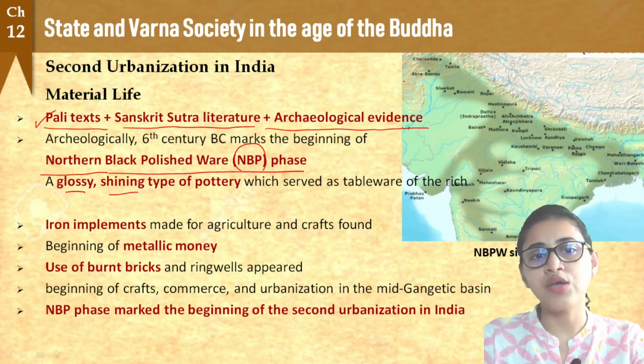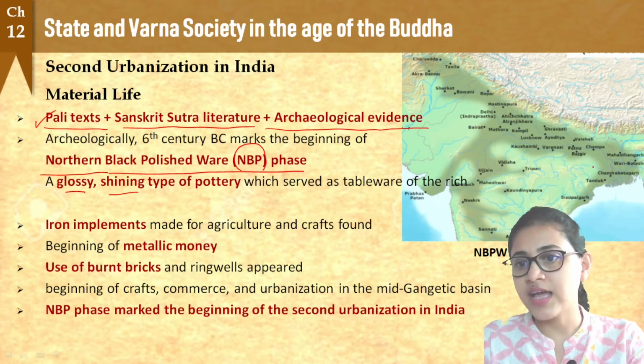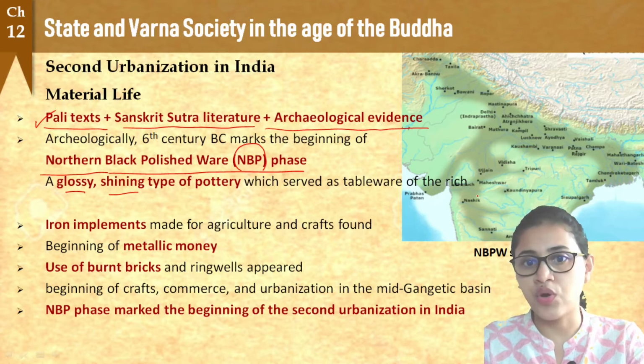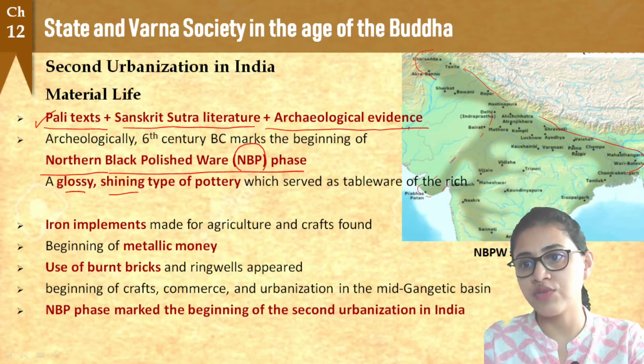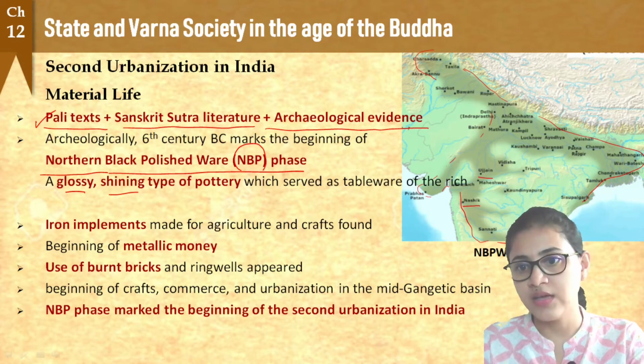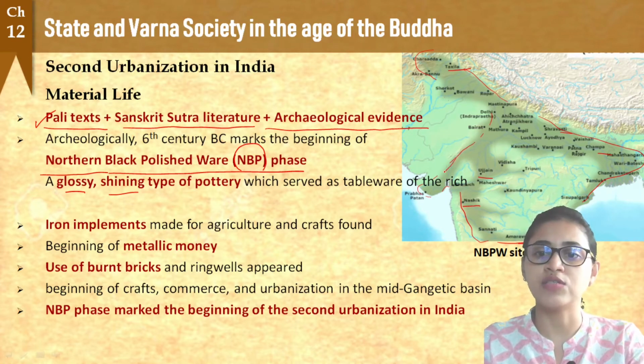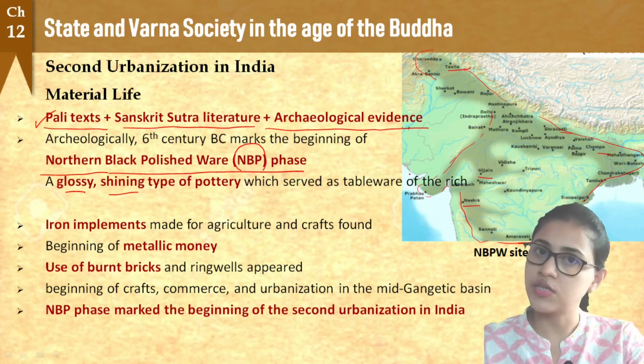Now, if you look at the map here, the area that is shaded in dark represents the Northern Black Polished Ware sites. We have these towards the northwestern part of India, then towards the northeastern part of India, and also a few sites towards the southern part of India. We have Ujjain here, Nasik, then Amaravati. Towards Gujarat we have sites, and towards the northwestern part we have Taxila. Here we have Shravasti, Champa. These are the areas where we find evidence of Northern Black Polished Ware.